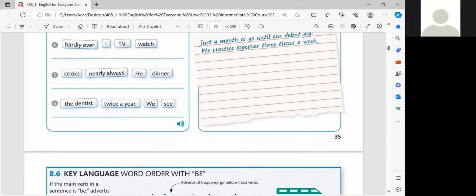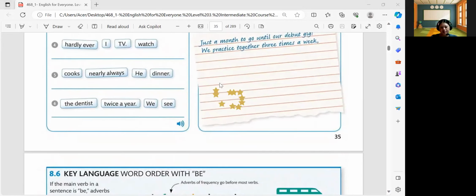We see the dentist twice a year. Let's check. We see the dentist twice a year. Okay, very good. So you get the perfect score for this activity. So we're done for that page.